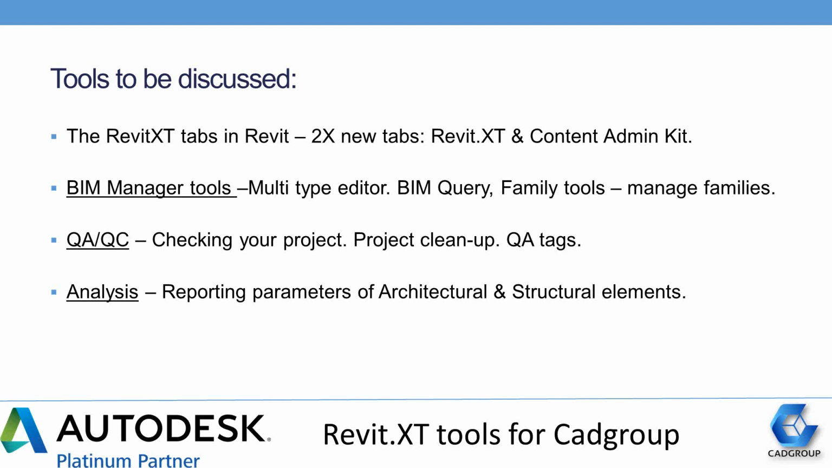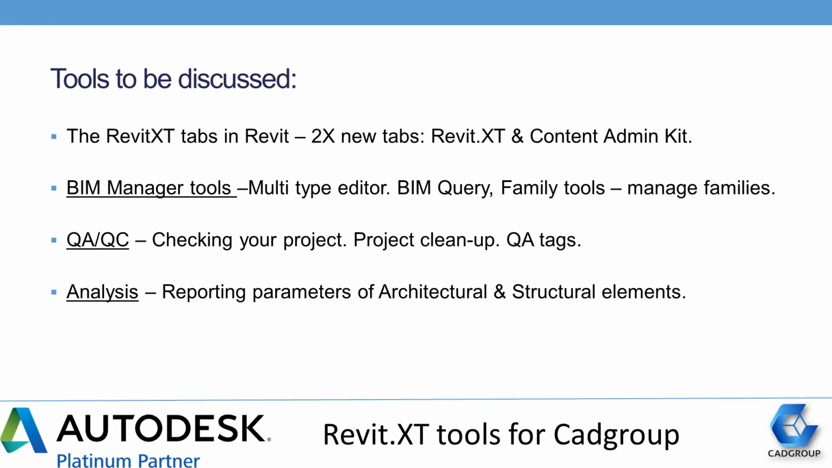There are then family management tools, so we'll have a look at those and how they can help you to manage families in your project. There's a QA/QC set of tools which essentially allow you, when you're doing your documentation, for example, to identify any categories of objects in a view that haven't been tagged. But I think probably the more powerful tool is the project cleanup tool.